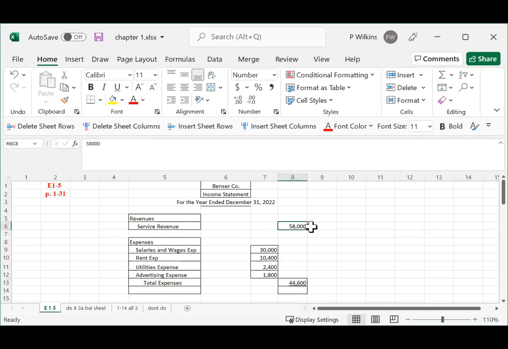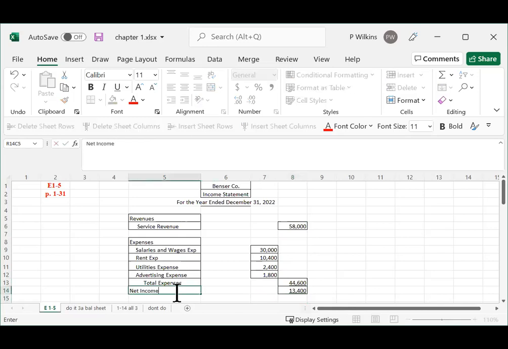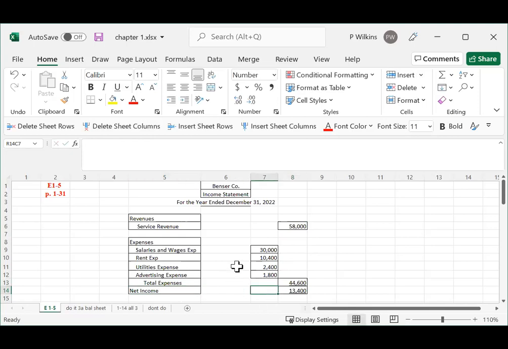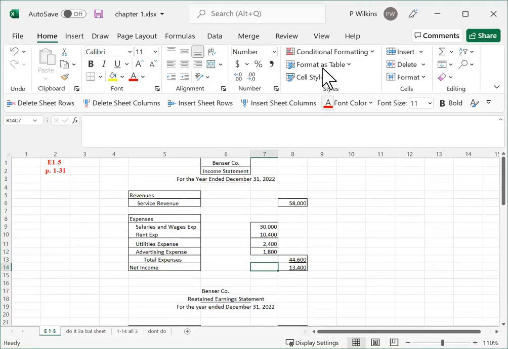So we had 58,000 come in revenue and 44,600 go out in expenses. So that means that we had more come in than go out, so we have a net income. So $58,000 minus 44,600 gives us $13,400. So $13,400 is our net income. Okay, so that is our net income, right? And then we're going to go down and we're going to do the retained earnings statement. When it's a net loss, you would have more going out than coming in. You would have higher expenses and lower revenue.